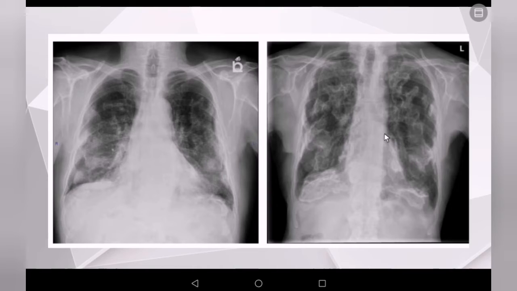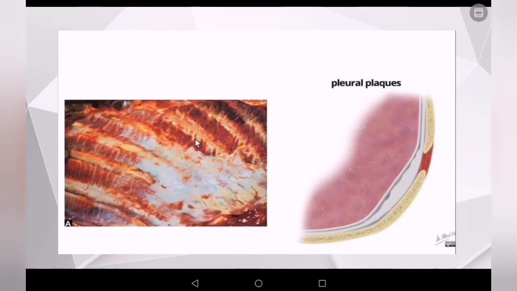So these are two chest X-rays of a person having asbestos related disease or the pleural plaques. As you can see, there is fibrosis on both sides of the lungs, and this is a pleural plaque. As you can see, it is holly leaf shaped. So this is a gross picture of pleural plaque. You can appreciate the thick borders as compared to the center, which is thin.